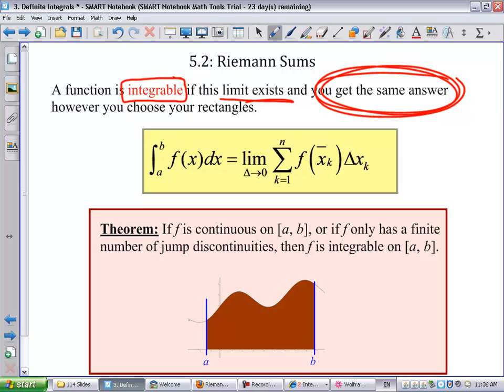All the ones we're going to deal with are going to be integrable. But you should remember which ones are going to be integrable. So if your function is continuous, or if it is only discontinuous in a finite number of places and it jumps around, so we're talking piecewise functions here, right? If it does this, then it's still integrable. But if it's got asymptotes, if it's got weird behaviors, then it may not be integrable.